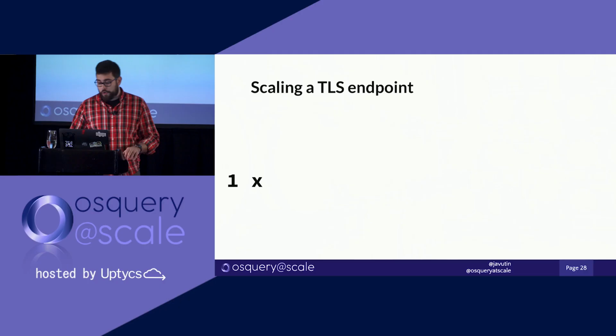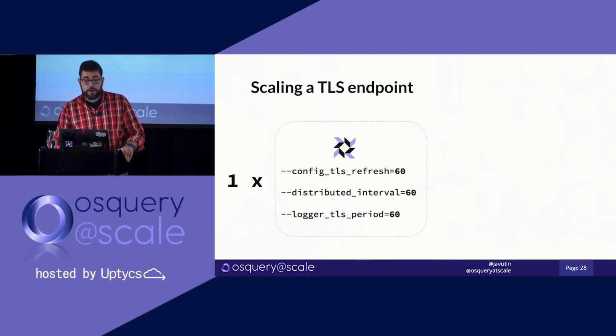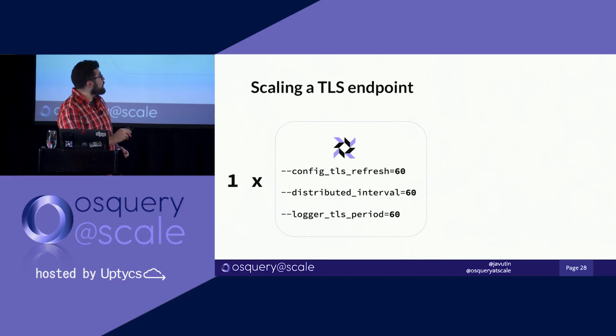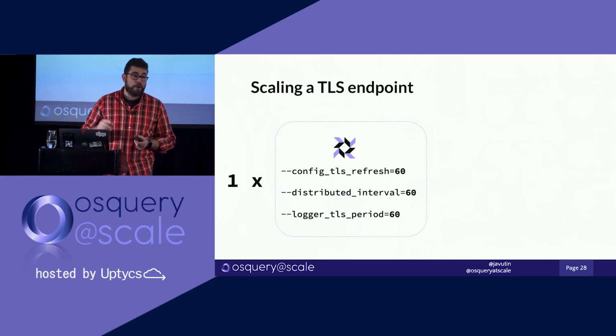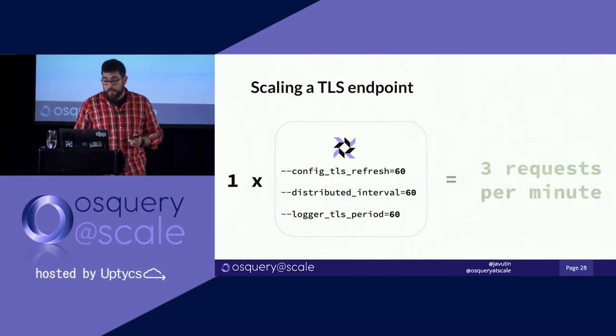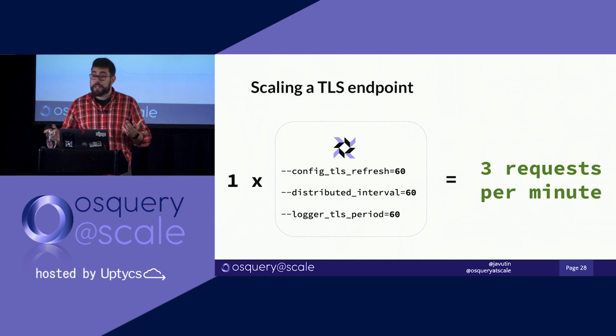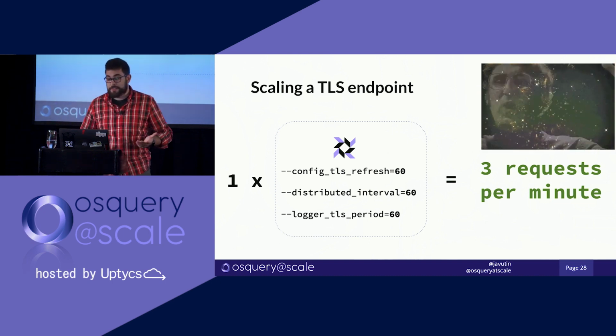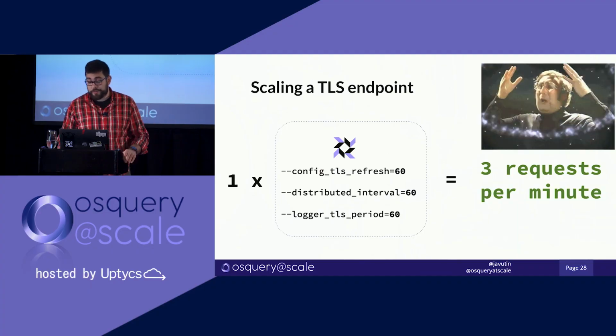For one machine, in this example, you're going to have the config TLS refresh at 60 seconds, then the distributed interval at 60 seconds, and the logger TLS period at 60 seconds. That means that every 60 seconds, osquery is going to be sending one request to your TLS endpoint, from this one node that you have. Now, that is 3 requests per minute. That wasn't too hard, was it? It's super easy to figure out.